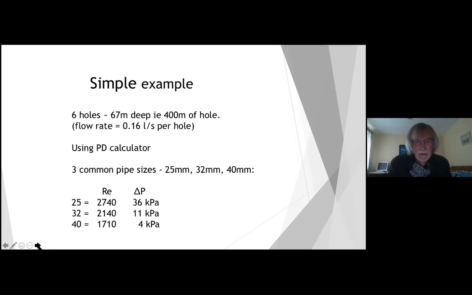We get those Reynolds numbers and those pressure drops. So the 25 mil has got quite a high Reynolds number and a pressure drop of 36 kilopascals, about 3.6 meters. 32 still has a Reynolds number that's usable and a pressure drop of 11 kPa. But the guys who insist that they're always going to use 40 mil U-tubes are now in trouble, because the Reynolds number has fallen to 1700, although we've got an immensely low pressure drop. But we're not going to be getting the heat transfer out of those U-tubes with a Reynolds number down here.